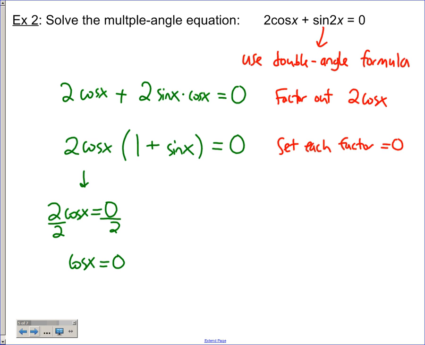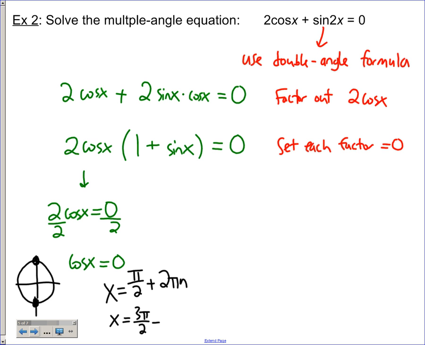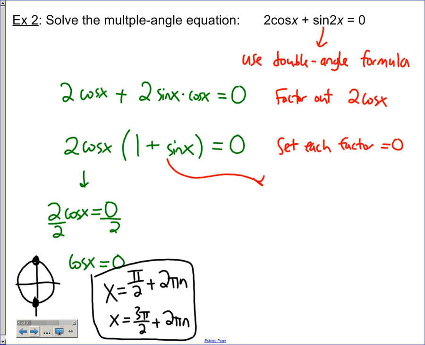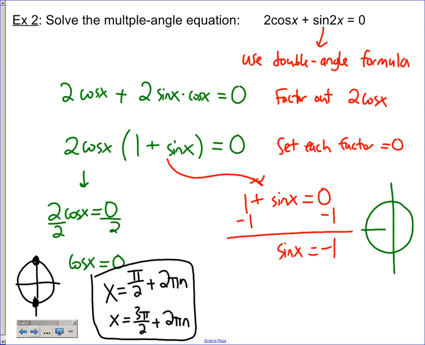Looking on the unit circle, that would be straight up or straight down. So that's x equals pi over 2 plus 2 pi n, and x equals 3 pi over 2 plus 2 pi n. So there's our first two values, and our other values are going to come from this expression, where 1 plus sine of x equals 0. We subtract 1, we get sine of x equals negative 1. And this also happens to be on the negative y-axis at x equals 3 pi over 2 plus 2 pi n. So since we already wrote that over here in the box, then we're good to go, and we've got all of our answers.